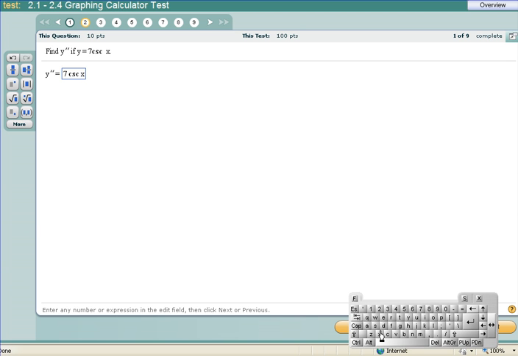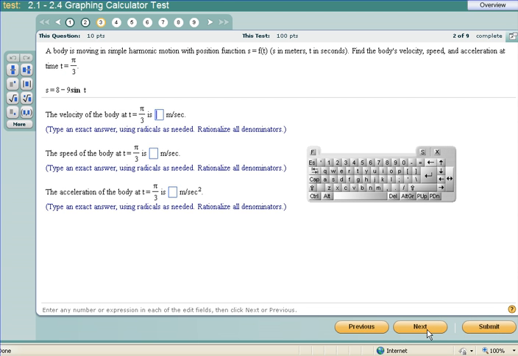7 cosecant x times, I guess I have to do this, huh? Times, what did we say, cosecant squared plus cotangent squared? Cosecant squared x plus cotangent squared x, like that? There you go.